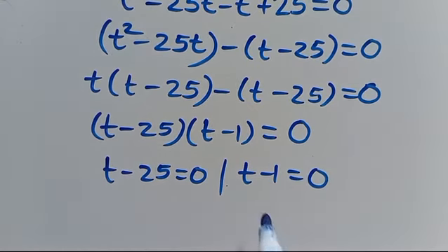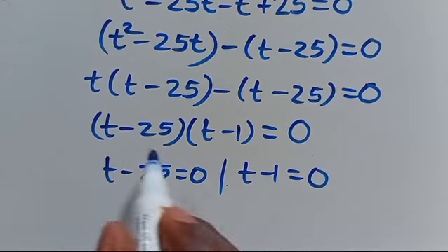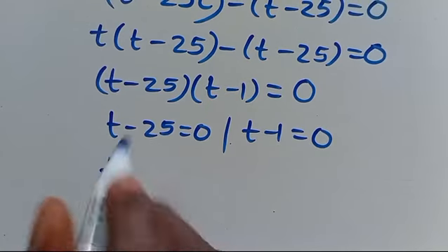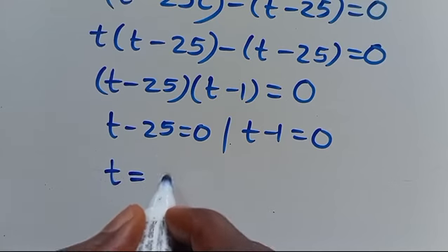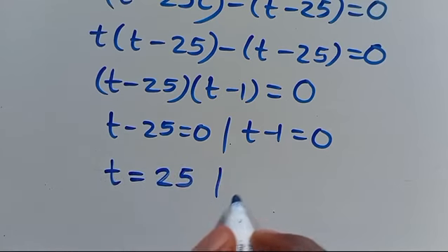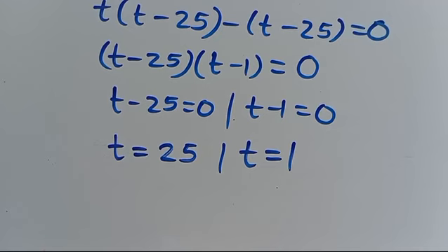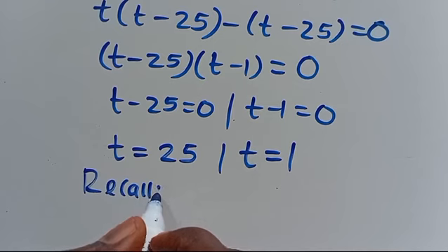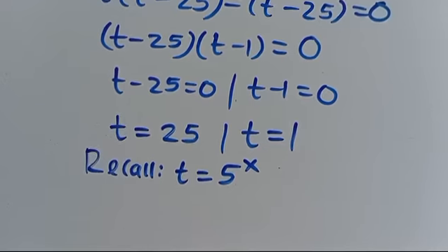Either of these expressions must be equal to 0. So we have t from here to be 25, and t from here to be 1. Then let us recall that t equals 5 to the power of x.